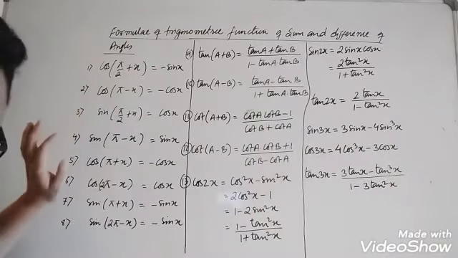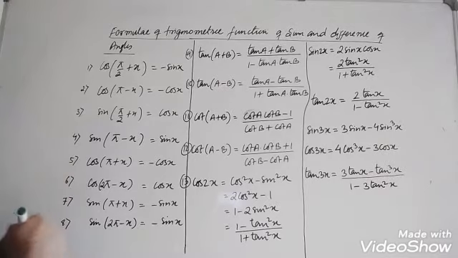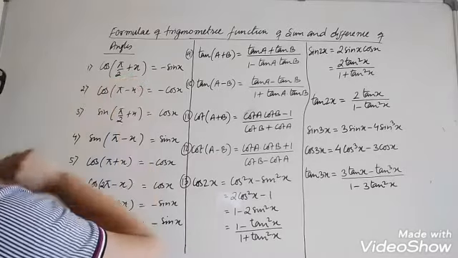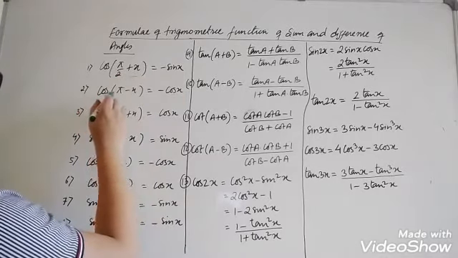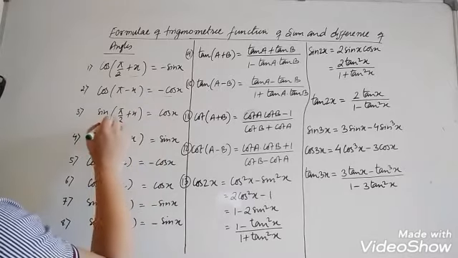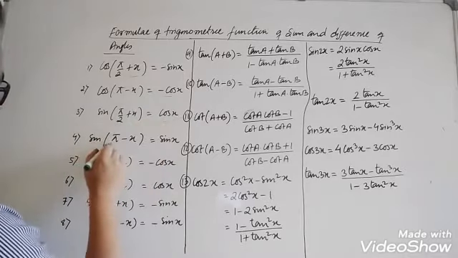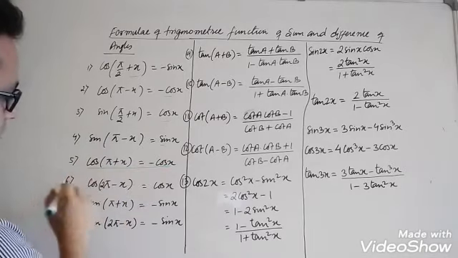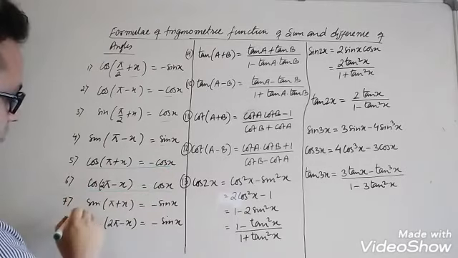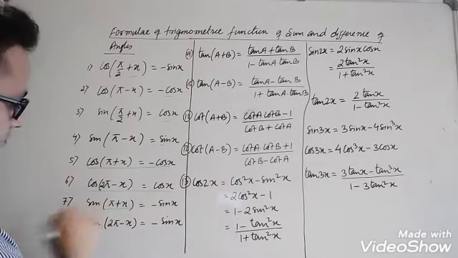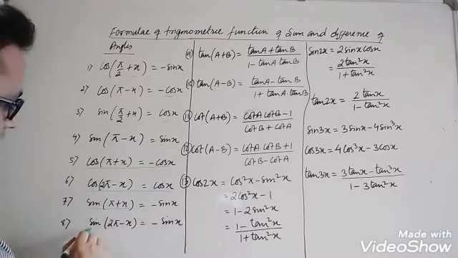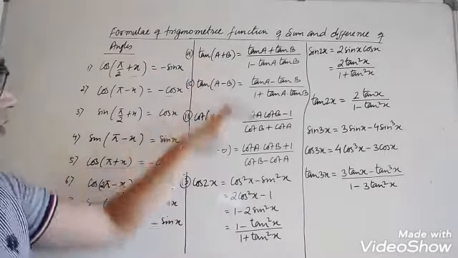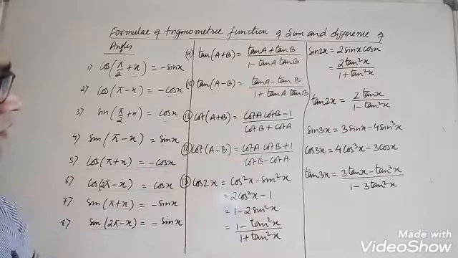So here the formula is cos(π/2 + x), this is formula number 1, so it is minus sin x. Cos(π − x) is minus cos x. Sin(π/2 + x) is cos x. Sin(π − x) is sin x. And cos(π + x) is minus cos x. Cos(2π − x) is cos x. Sin(π + x) is minus sin x. Sin(2π − x) is minus sin x. So these are the trigonometric identities.